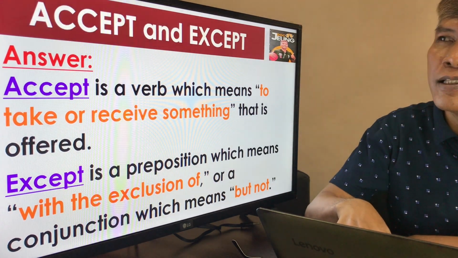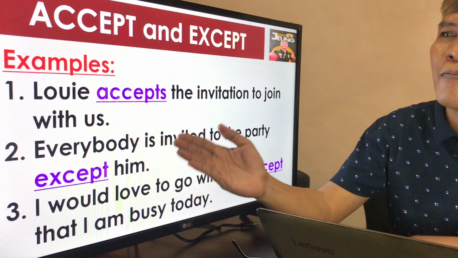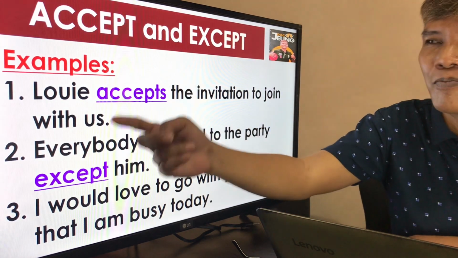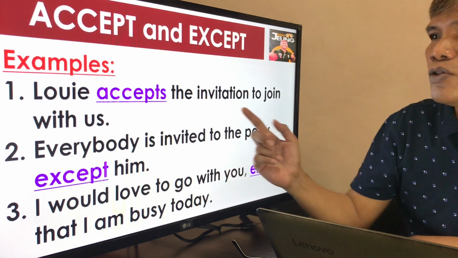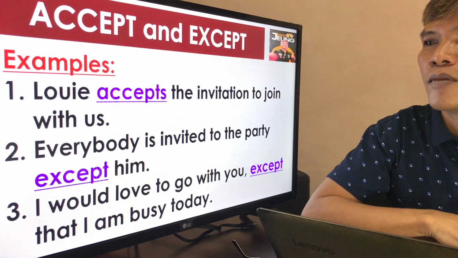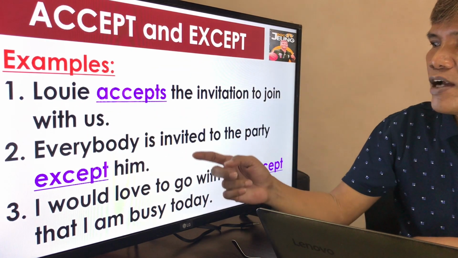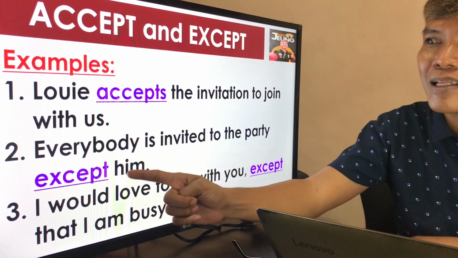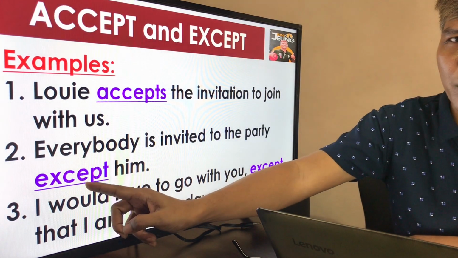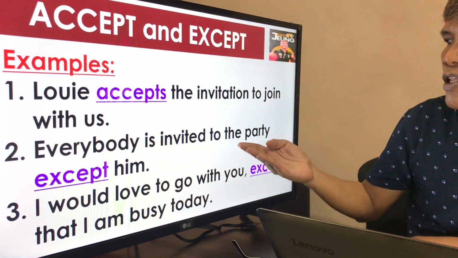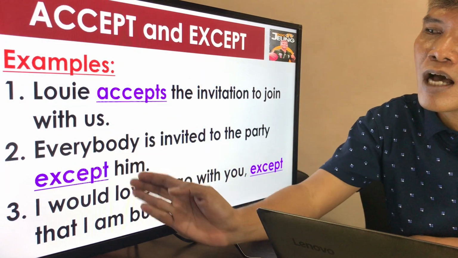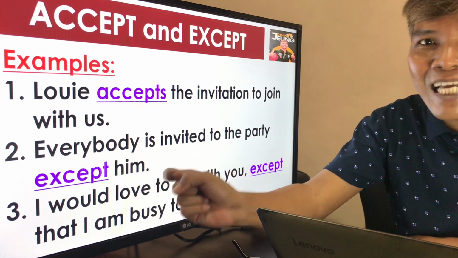Okay, let's try the example. Number one, Louis, subject, verb. That's why we use accept. Louis accepts the invitation to join with us. There is an s because our subject is singular. Number two, everybody is invited to the party except him. So, except here is used as a preposition, which means everybody is invited to the party except him, or aside from him, or with the exclusion of him.